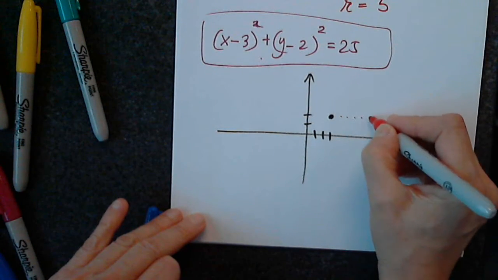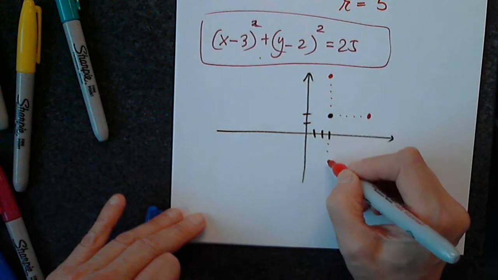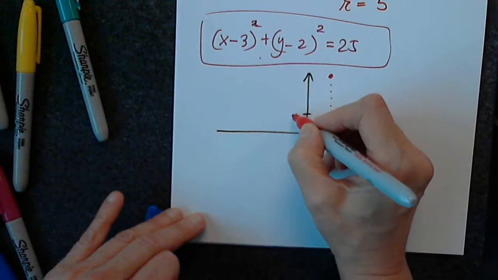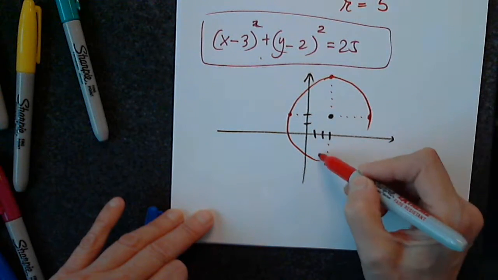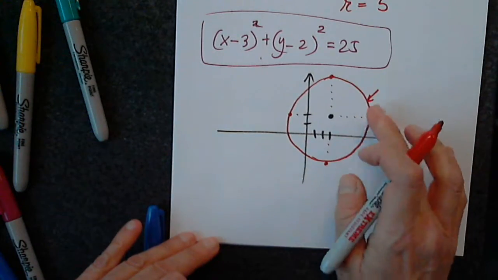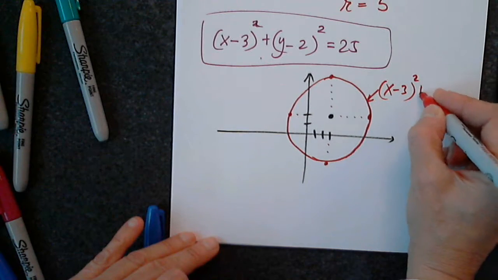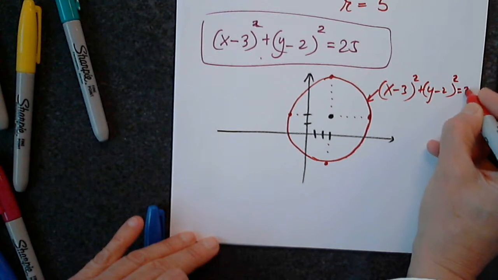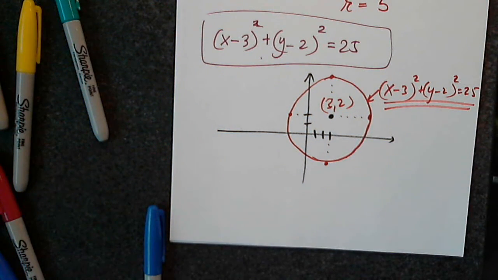1, 2, 3, 4, 5. Four times, once in each direction. So I'm trying to draw an as good as possible circle. All points on this circle will verify this equation for sure. And the center is 3, 2. So this is one type.